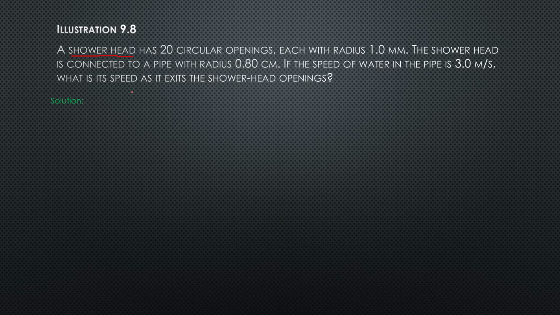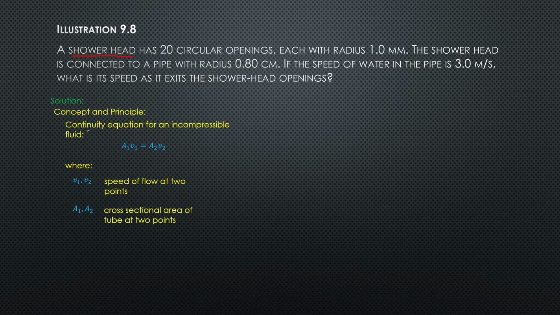So, solution: concept and principle. This problem falls under the continuity equation for an incompressible fluid, which has a formula where the volume flow rate at point 1 will be equal to the volume flow rate at point 2, where V1 and V2 are the speeds of flow at the two points, and A1 and A2 are the cross-sectional areas of the tube at the two points.